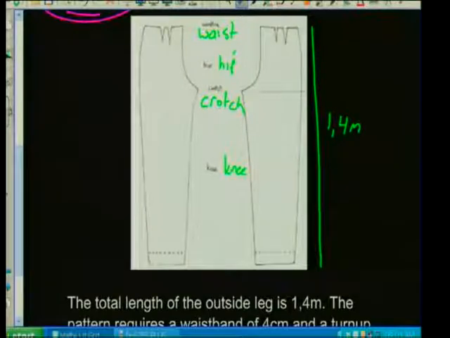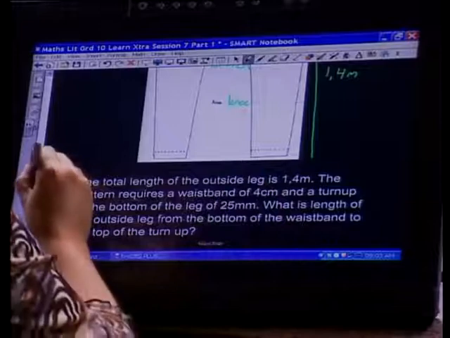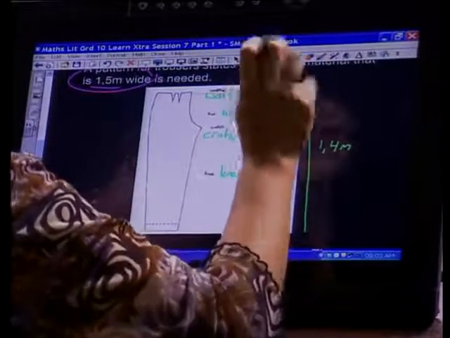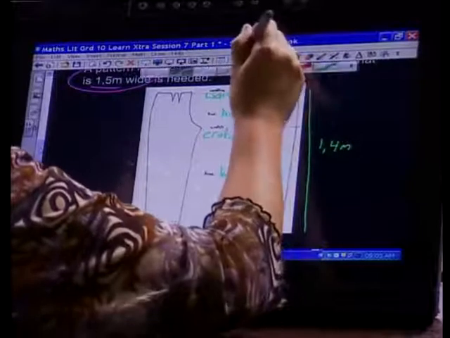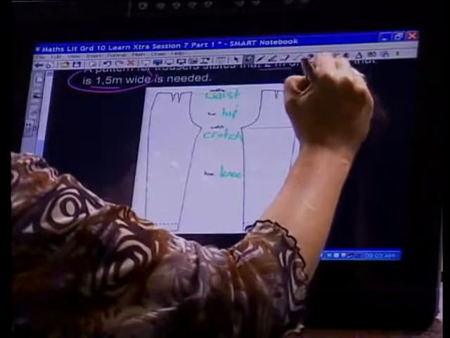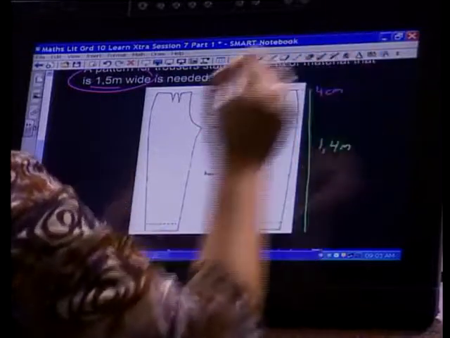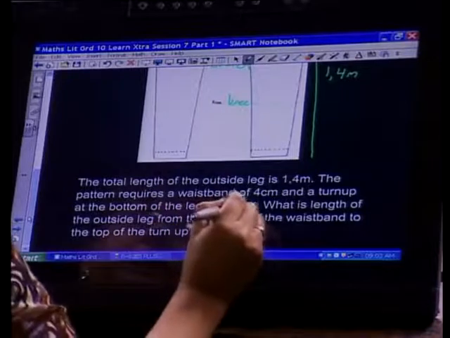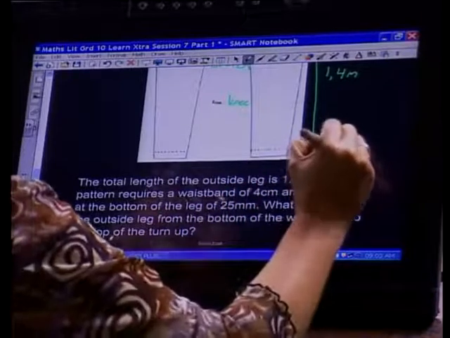Now, I always like to add my labels to my diagram as I'm going along. It just makes it easier. Then I've got everything there and it's easier for me to actually do the calculations. The pattern requires a waistband of 4 centimeters. So my waistband here is 4 centimeters. Let's change color because it seems to be getting confusing here. So we've got 4 centimeters, I'll add it there, of the waistband. And finally we have a turn up at the bottom of the leg of 25 millimeters.